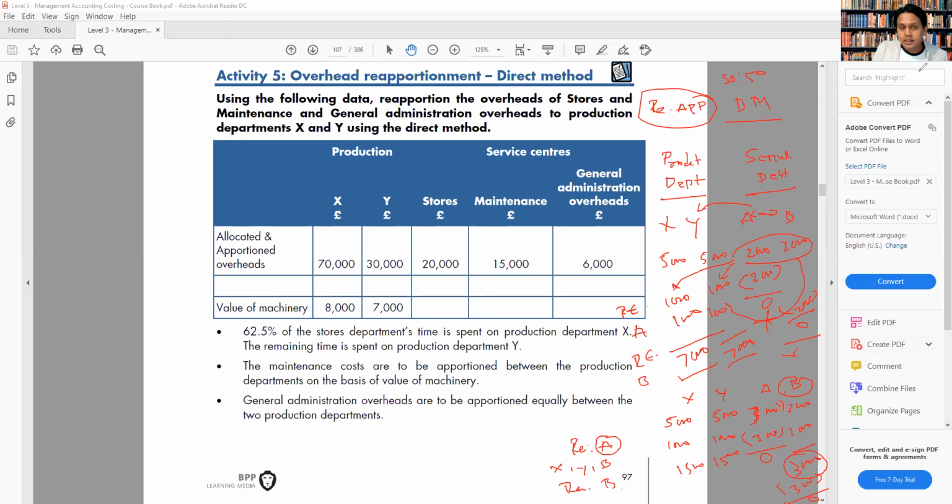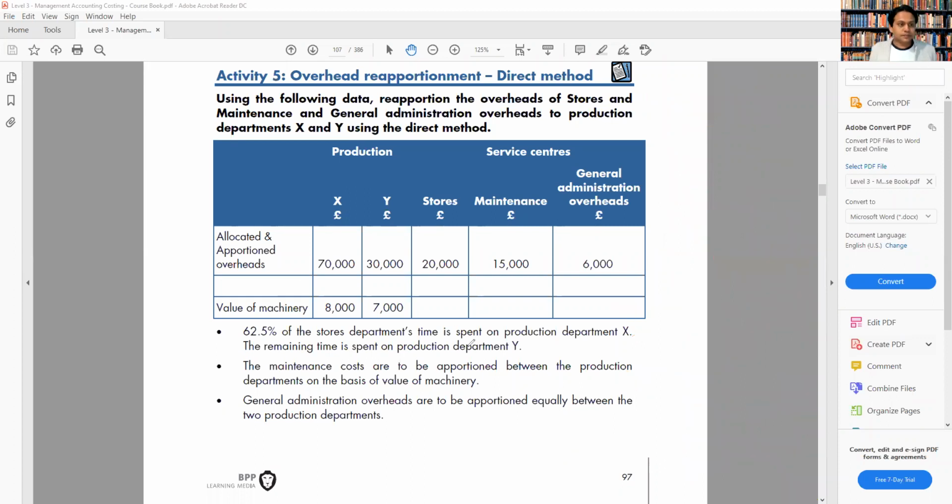So let's move on. Try to understand this question. We said overhead reapportionment, direct method. In the exam, 99% of the time you will see the indirect method, 99% of the time. But sometimes I have seen the direct method as well in the exam, but in most cases, most likely it will be indirect. So let's have a look.